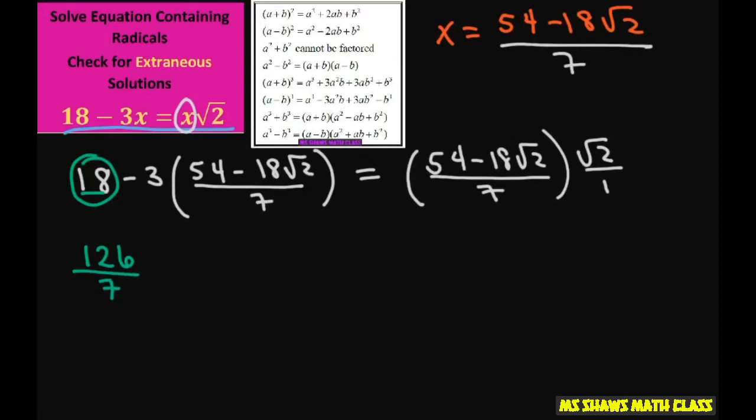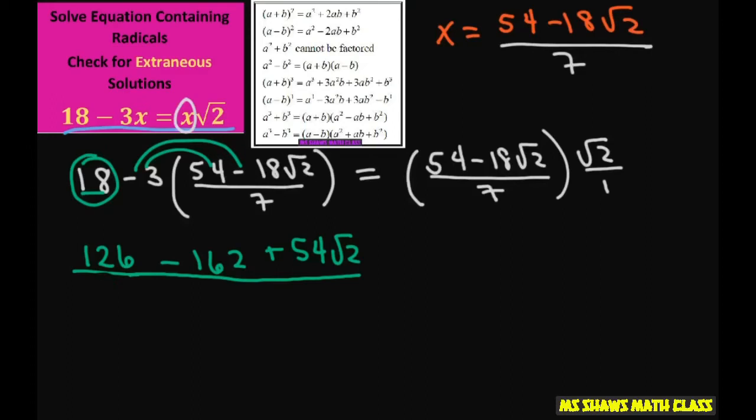All right. Now when you distribute there, you're going to get negative 3 times 54. What was that? 162. Now 2 negatives make a positive, and you're going to get 3 times 18 is 54 square root of 2, and this can be all put over 7, because I changed this 18 to 126 divided by 7, which is actually 18. Now this should equal this.